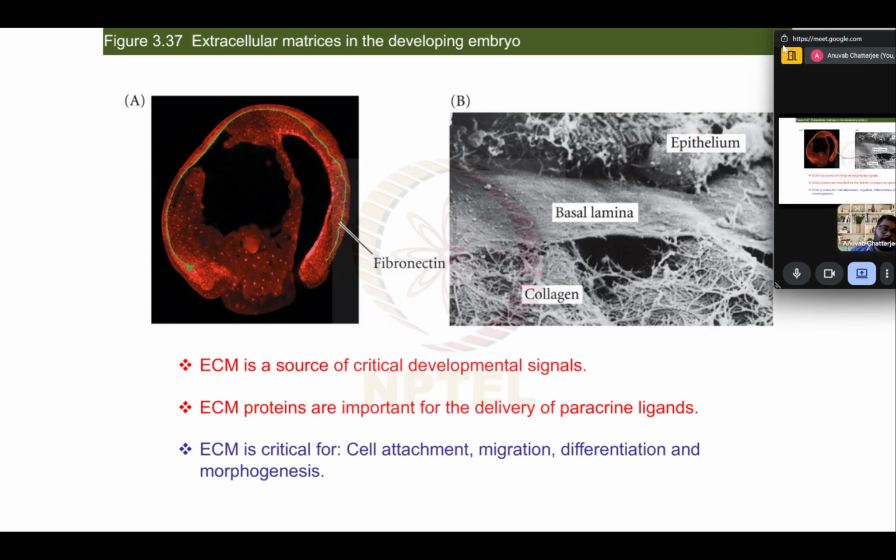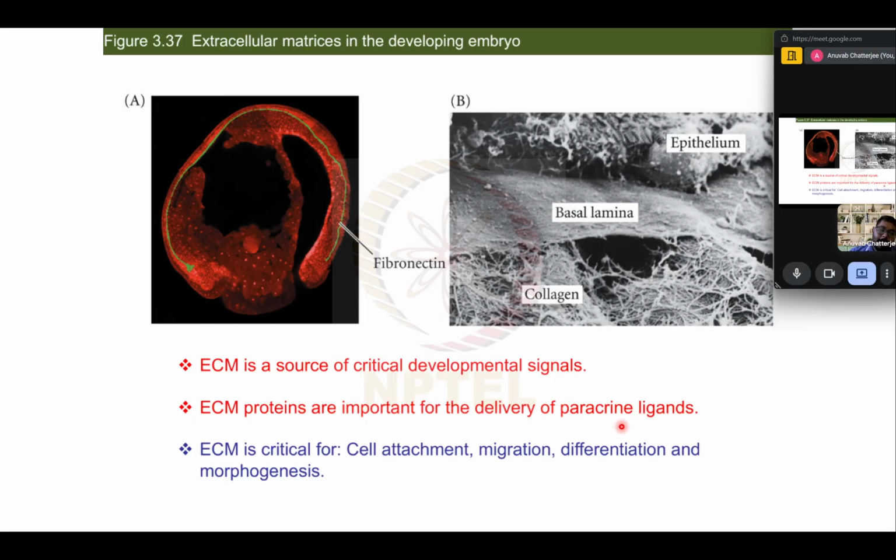This is an electron microscopy image of this thing. So here on top we have the epithelial cells, these balls, and they sit on top of a mat of basal lamina, and underneath there is an ECM matrix of collagen, essentially the floor on top of which the cells sit. And this ECM is extremely important as it carries different sources of critical developmental signals. Depending on what kind of ECM there is, the cell fate of the cells will be determined by that. ECM is important for delivery of paracrine signals, as we saw.